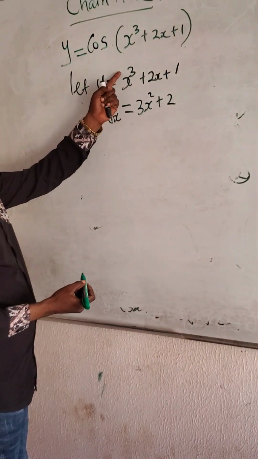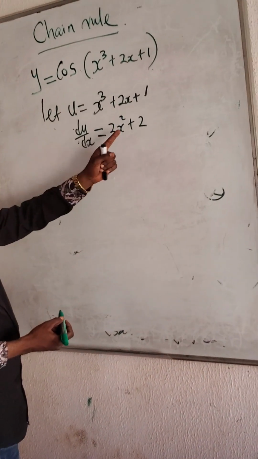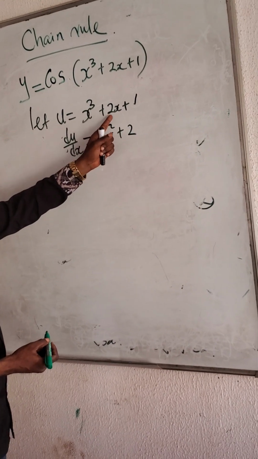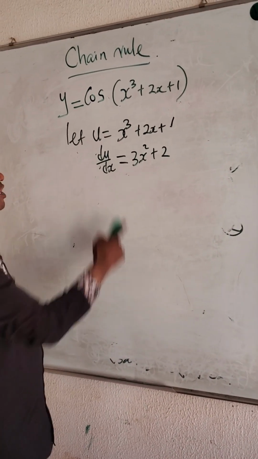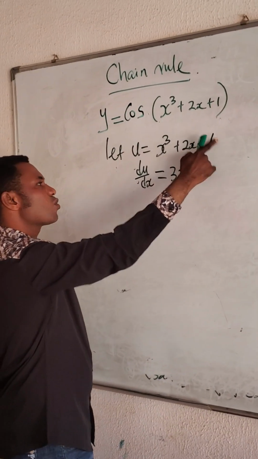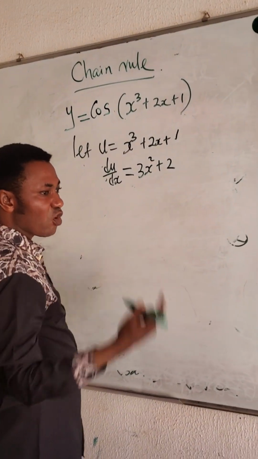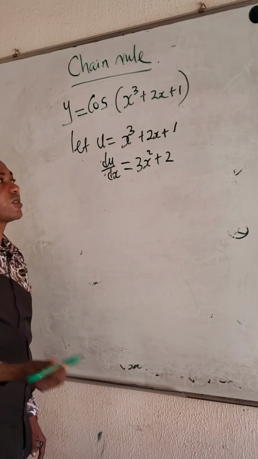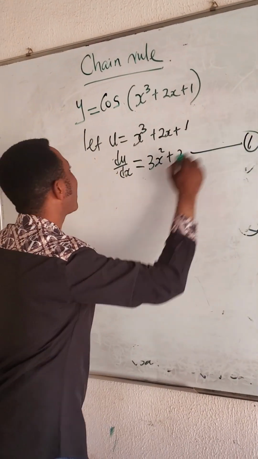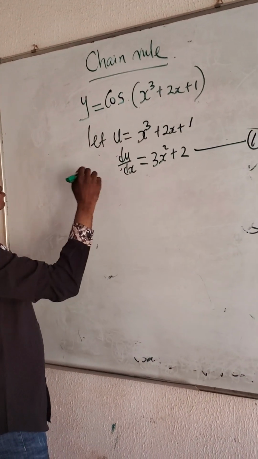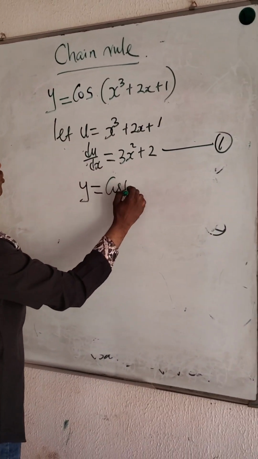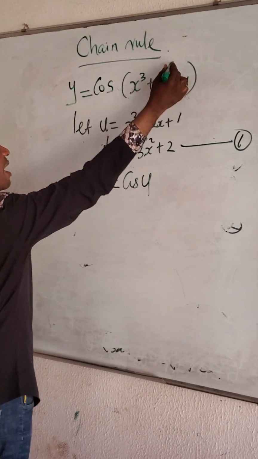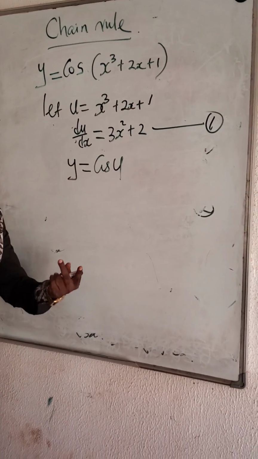How? Take 3 to the back, remove 1 from the power. And the same thing here again. Differentiate 2s, you have 2, because when you differentiate x, you have 1. That is why 1 times 2, you have 2. Then this one is constant, so differentiating a constant is 0. So let me call this equation 1. Then equation 2, we will now say our y will be cos u, because everything here, we said it should be equal to u.